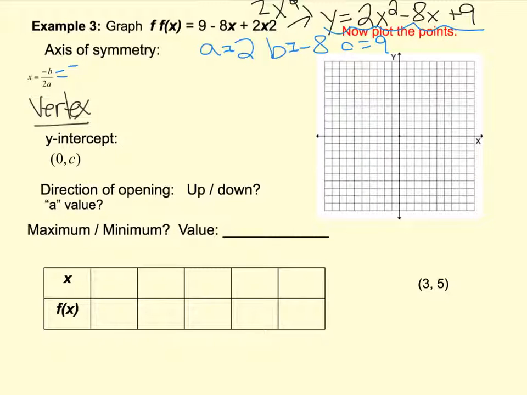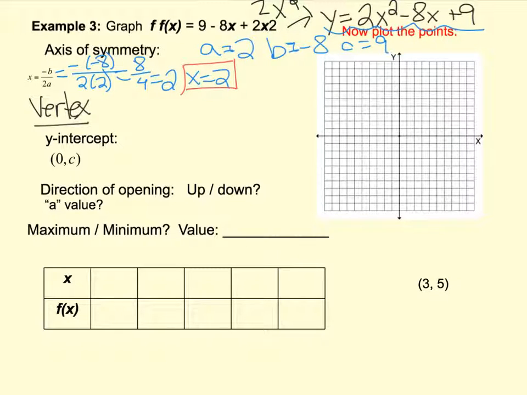We have negative of our b, which is -8, so -8 all over 2 times a, which is 2. So negative of -8 is +8. 2 times 2 is 4. So we end up with 2. So our axis of symmetry is x equals 2. Hopefully you're starting to get the hang of these.